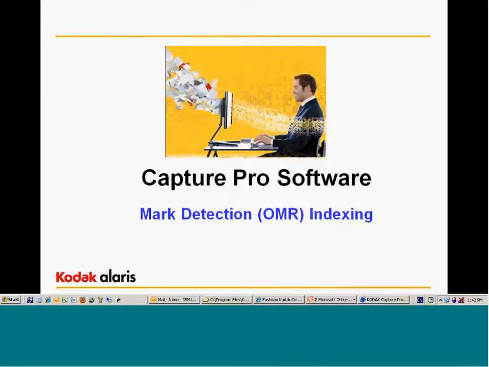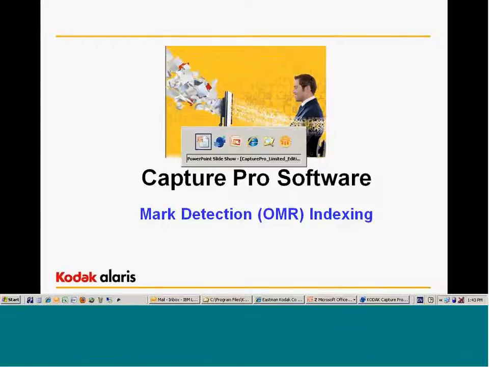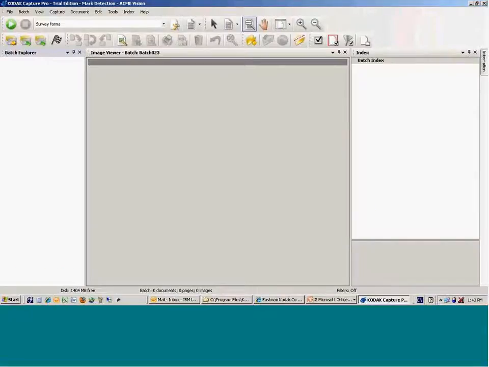Welcome to this demonstration of mark detection indexing using OMR technology in Capture Pro Software. Starting with version 4.5 of Capture Pro Software, we've extended our zonal OCR capability to include indexing using mark detection zones. It's perfect for simple single-page survey forms or structured documents that may have check mark information on them that has to be captured. So let's start out with a single-page survey form and show you some of the capabilities of Capture Pro Software Mark Detection Index.